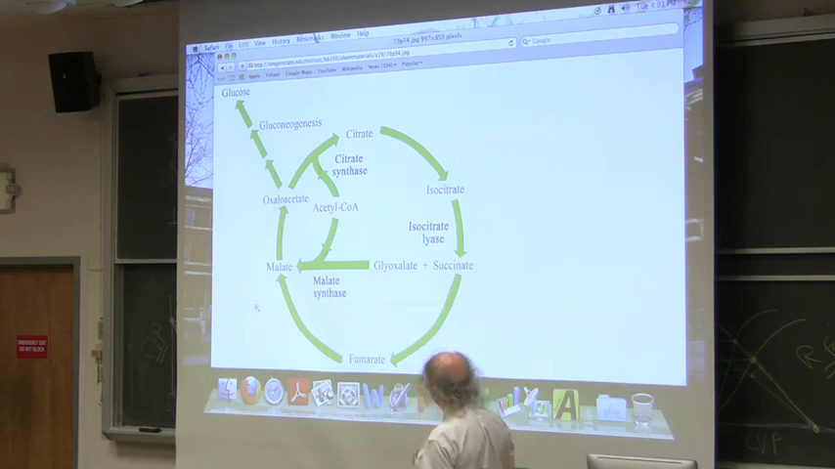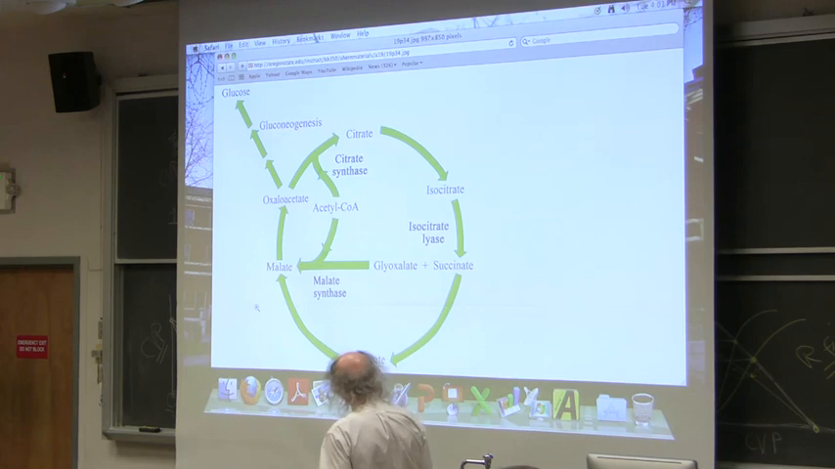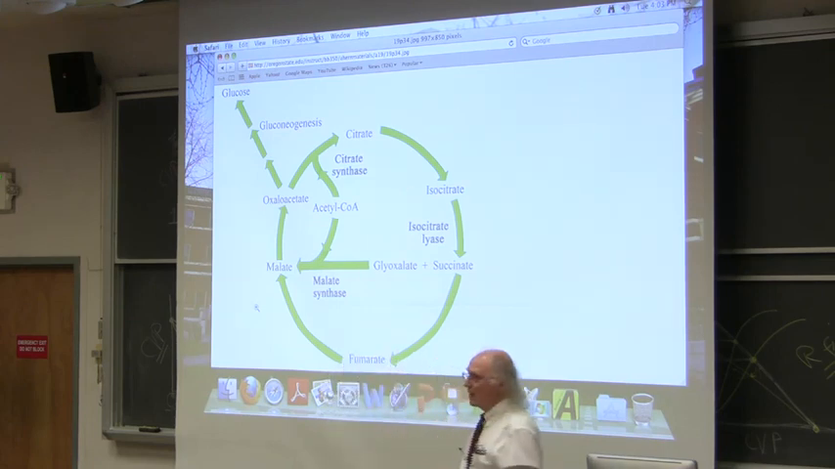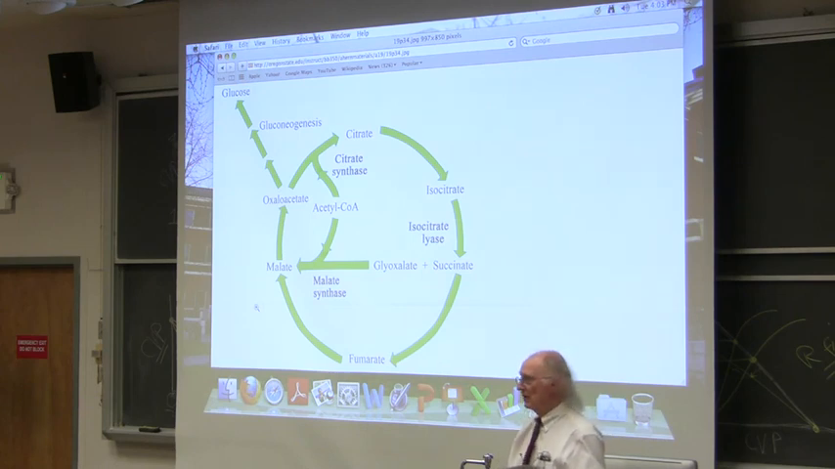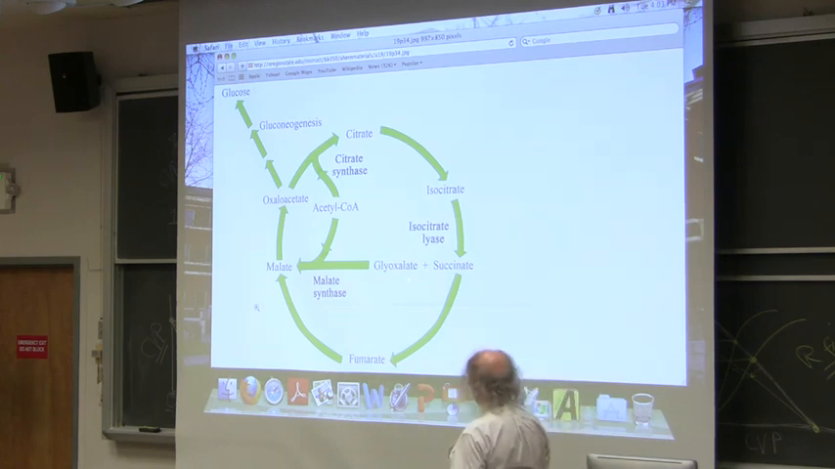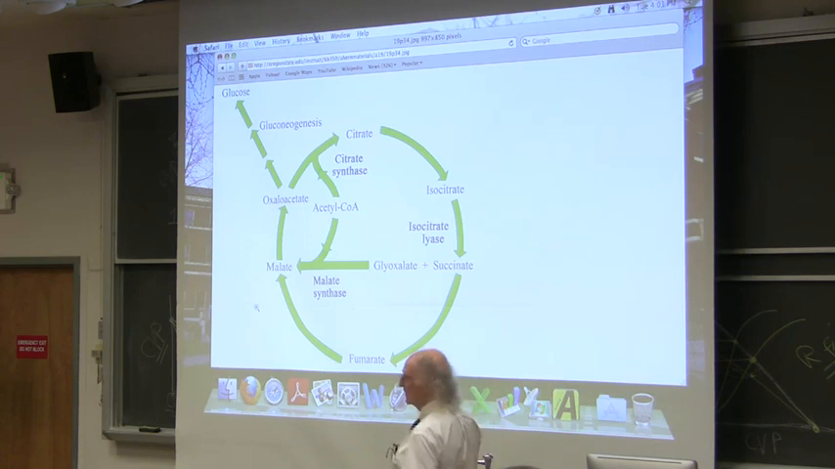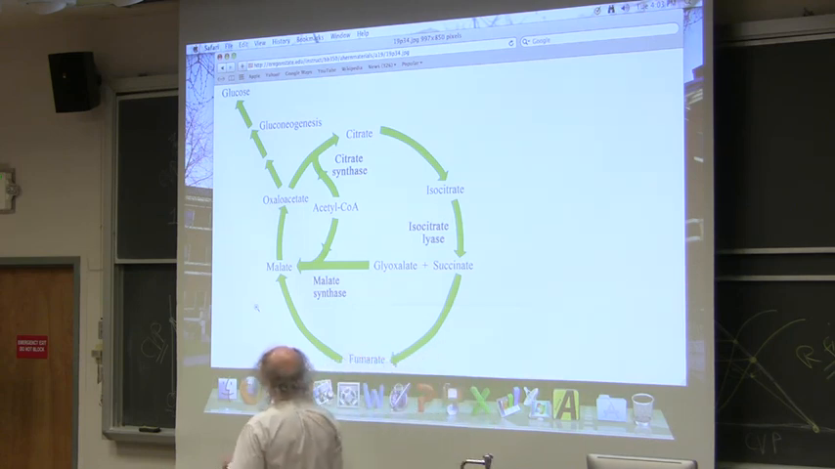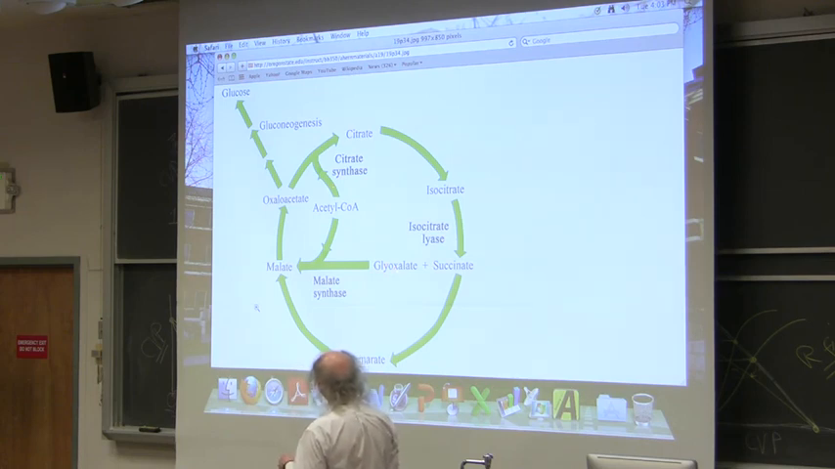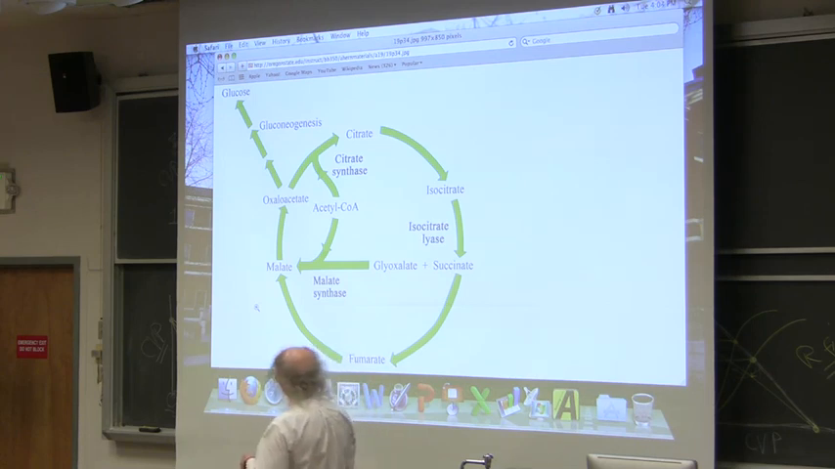So instead of decarboxylating, the glyoxylate cycle splits this 6-carbon molecule into 2 pieces. One of the pieces is known as glyoxylate. That's where the cycle gets its name. Glyoxylate can combine with a second acetyl-CoA, because remember we started with 1 up here. It can combine with the second acetyl-CoA. That makes malate.